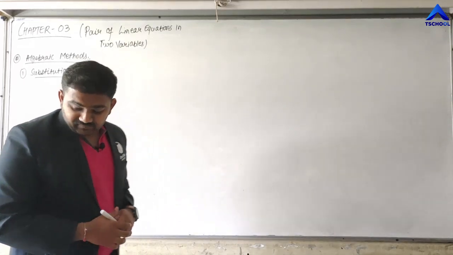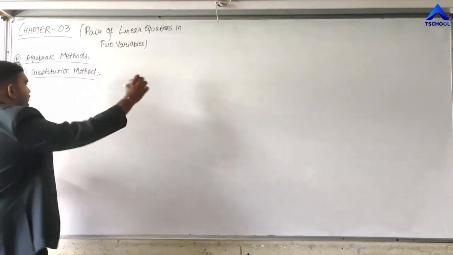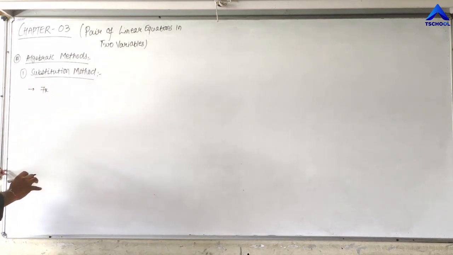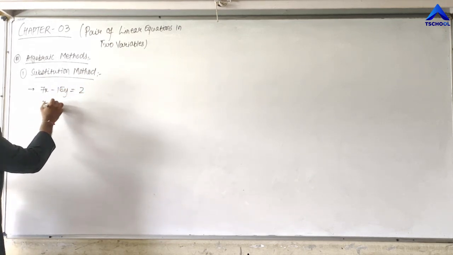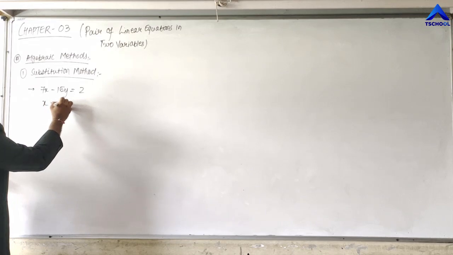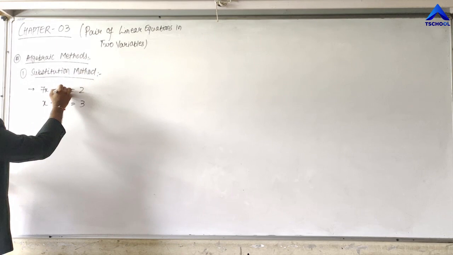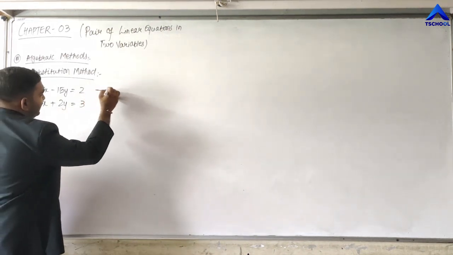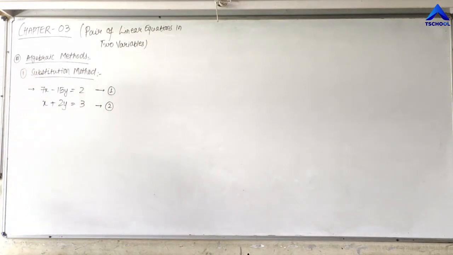Let me say for an example, I have an example here: 7x minus 15y is equal to 2, and x plus 2y is equal to 3, right? Let me define that the given equations are 1 and 2.